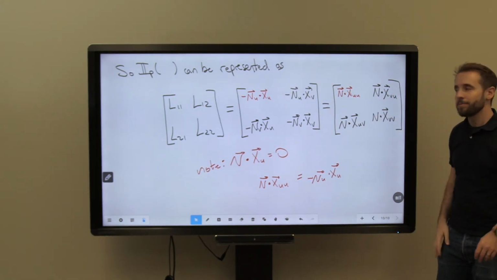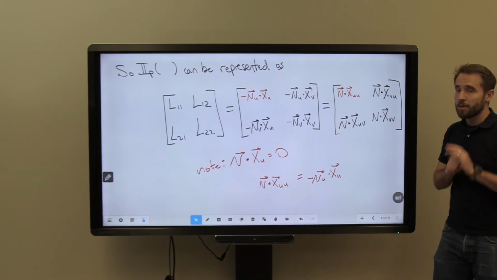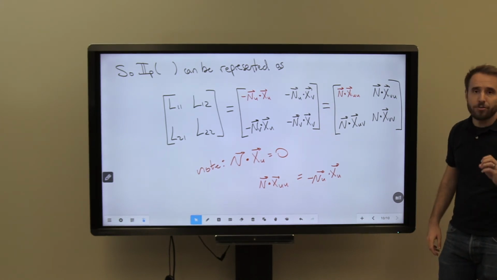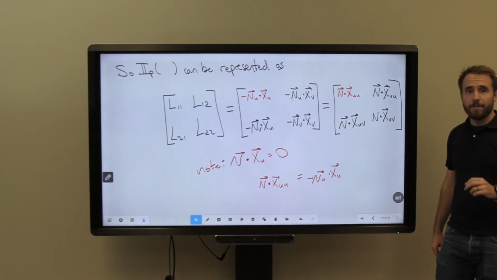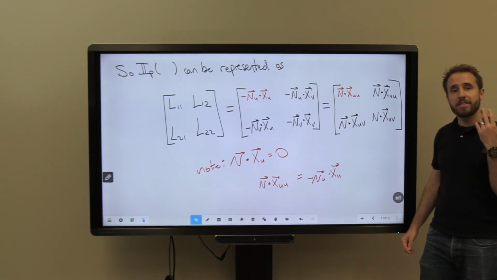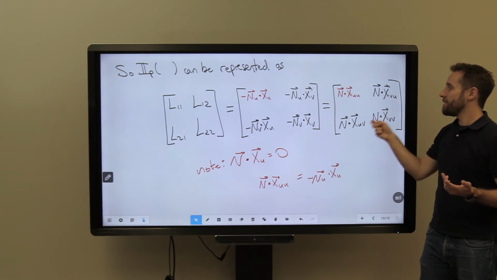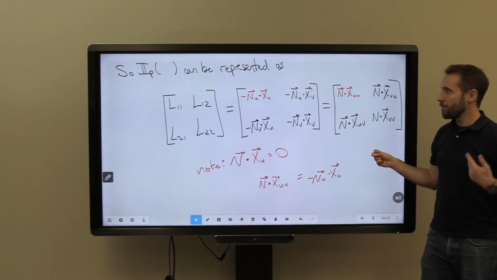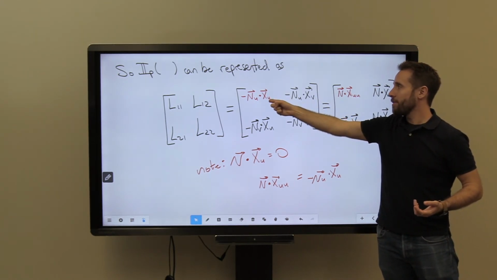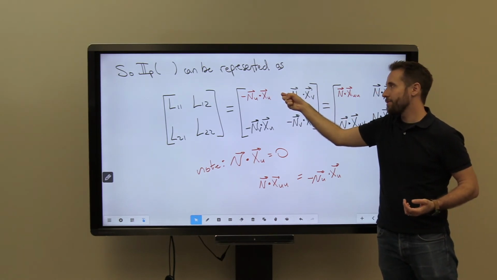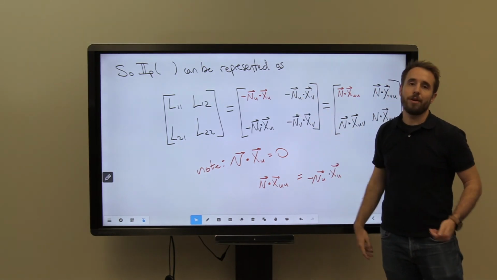All right, so this is our matrix form of the second fundamental form. It requires taking two derivatives of our parameterization and then dotting it with the normal vector, or alternatively, taking one derivative of our normal vector, one derivative of our parameterization, and then taking those dot products as well.